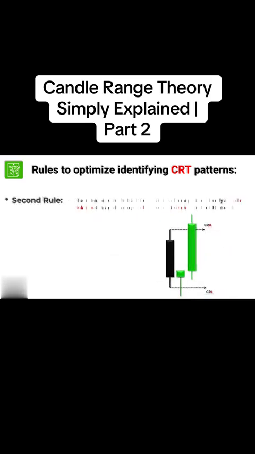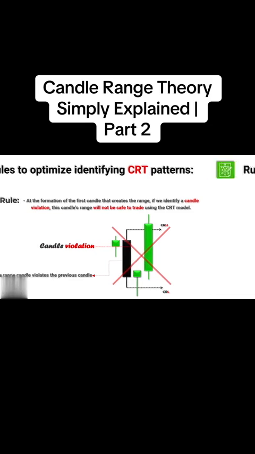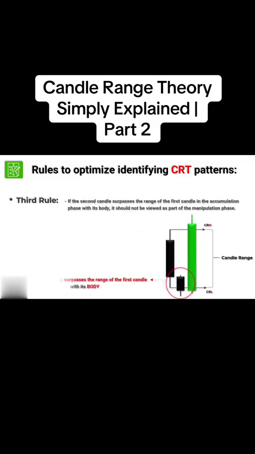The second rule: at the formation of the first candle that creates the range, if we identify a candle violation, this candle's range will not be safe to trade using the CRT model until it meets the theory we will discuss in the following. The third rule: if the second candle surpasses the range of the first candle in the accumulation phase with its body, it should not be viewed as part of the manipulation phase. In this case, there is a chance of the trend continuing in the direction of the first candle.